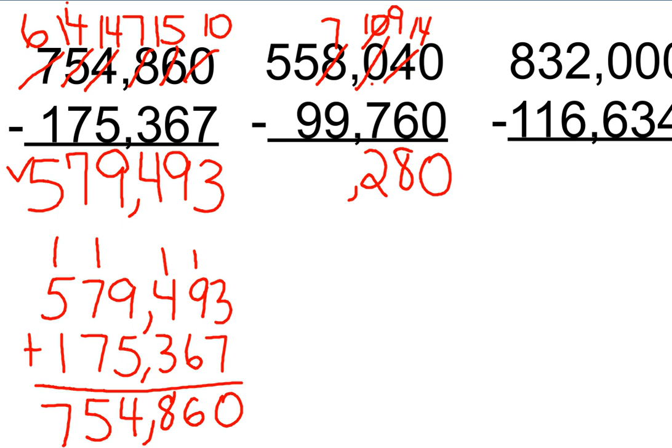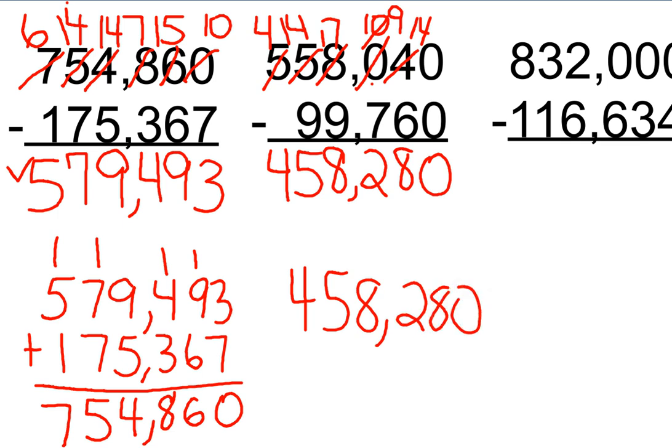We cannot take 9 from 7, so we're going to go to this 5, make it a 4, and make this 17. 17 take away 9 is 8. We could not subtract 9 from 4, so I'm going to cross this out, make this a 4, this becomes 14. 14 take away 9 is 5. 4 take away nothing, or 0, is 4. So our difference is 458,280.